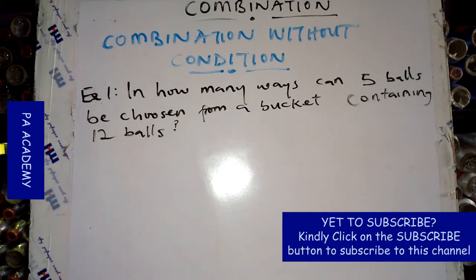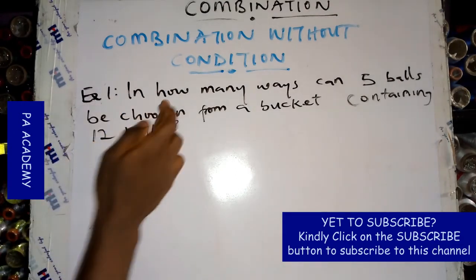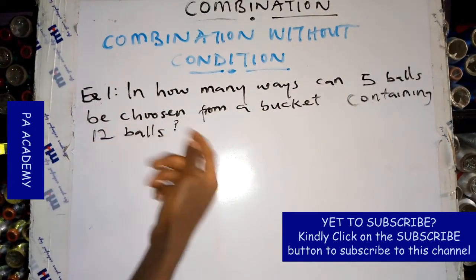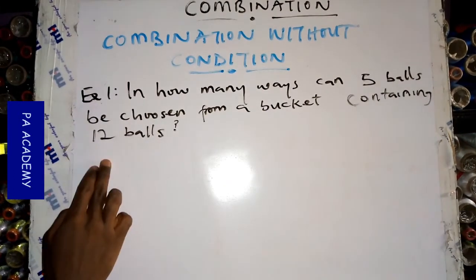So right now what we are looking at is combination without condition. In explaining combination without condition, we are going to be using this example. Basically, when they say combination without condition, look at this example. It says, in how many ways can 5 balls be chosen from a bucket containing 12 balls?